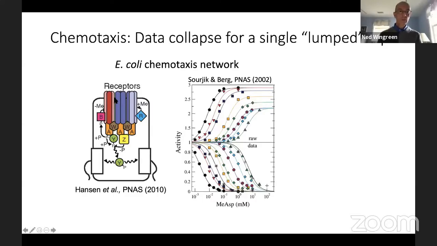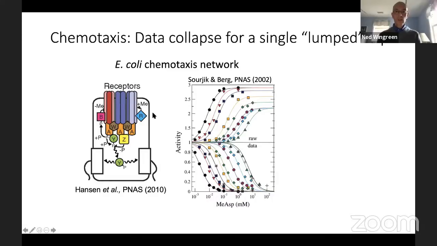It involves receptors, kinases that phosphorylate a protein that then diffuses and interacts with the motors, makes them turn in one direction, which makes the cells swim straight, or in another direction, which makes it tumble. The system adapts to different conditions based on methylation and demethylation. And you look at it and say, well, this is maybe not as complicated as many other systems, but it's pretty complicated already to begin with.